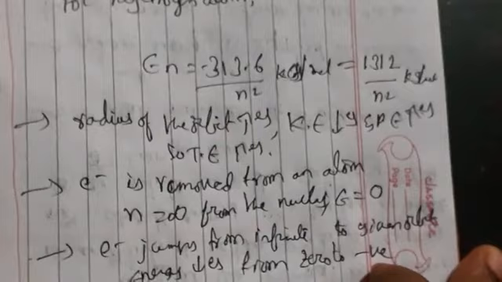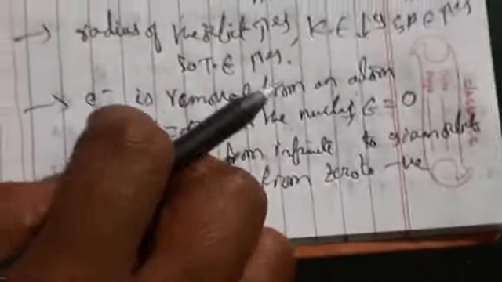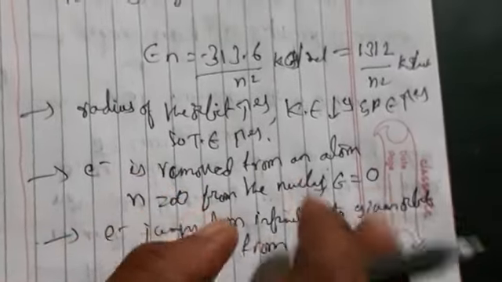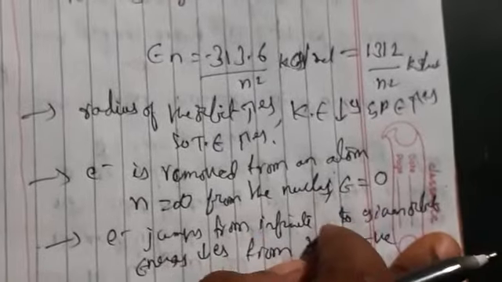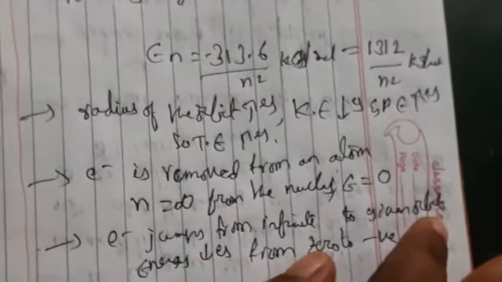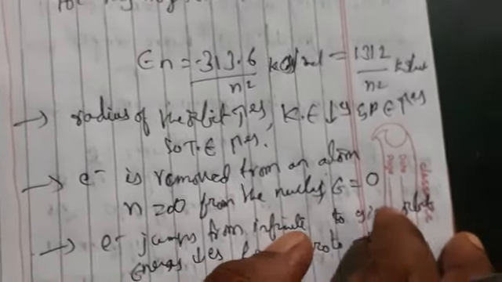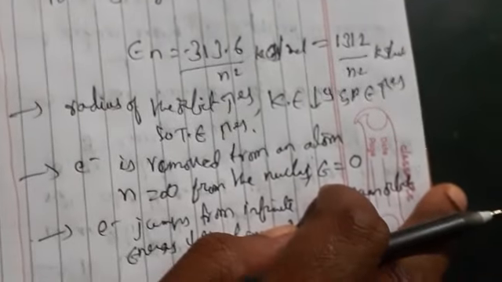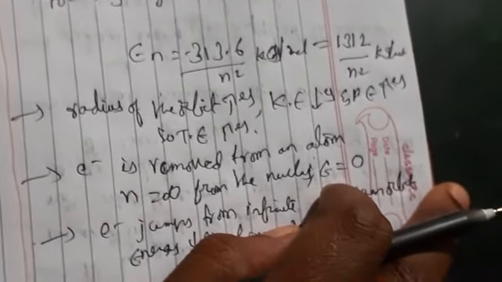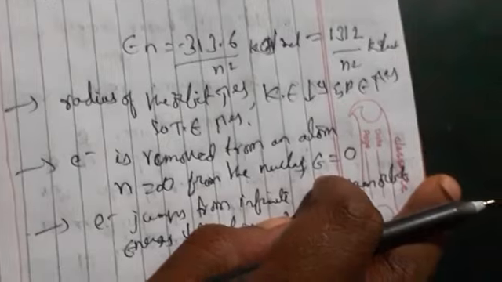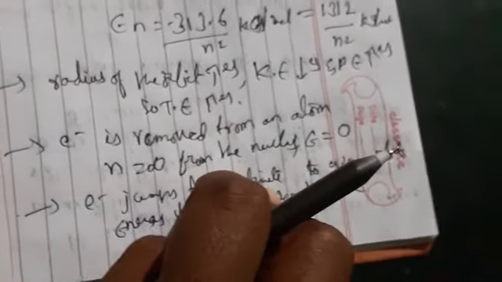we call it as what here? Ionization energy. So what is ionization energy? Whenever we are removing an electron from the outermost orbit, that one we call it as ionization energy. So by this what we can say, ionization energy is equal to minus the energy of the first orbit.